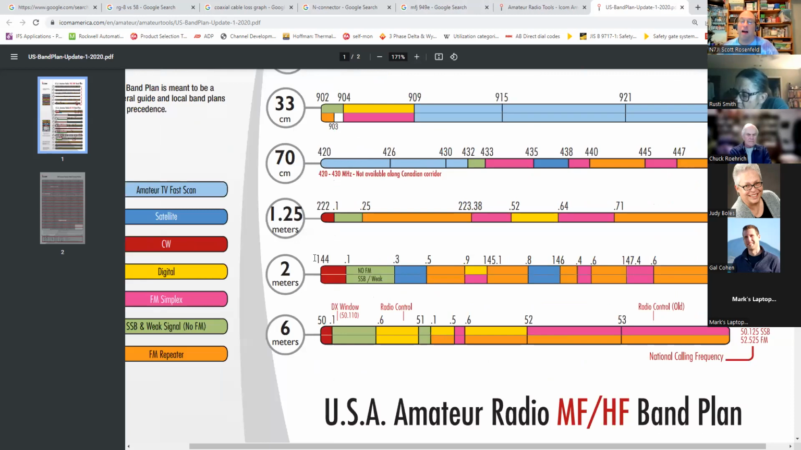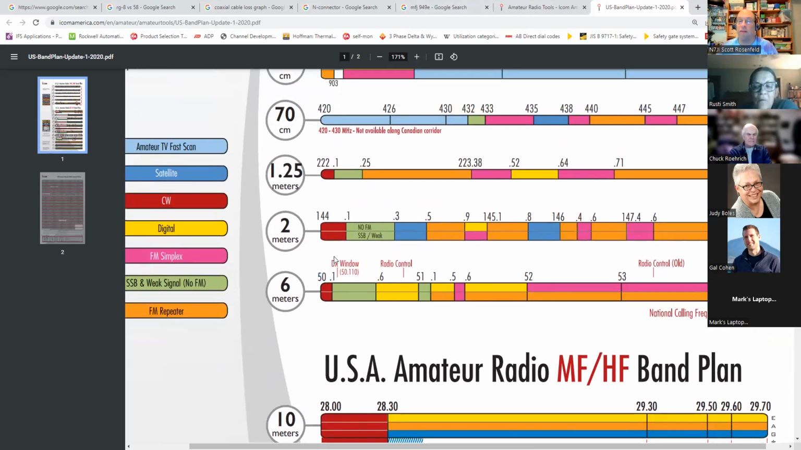By law, on this band, which is 2 meters, and on this band, which is 6 meters, only Morse code is allowed in that little bottom corner of the band. It also has a very narrow bandwidth of about 150 hertz, which means you can pack a lot of Morse code signals side by side on a band and still be able to have people talking.